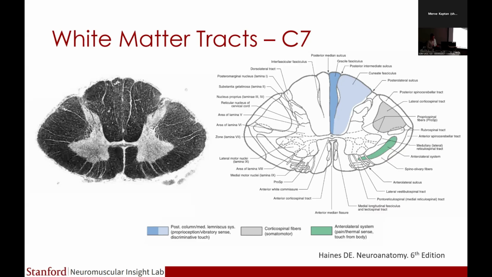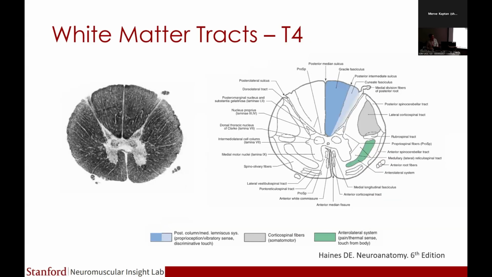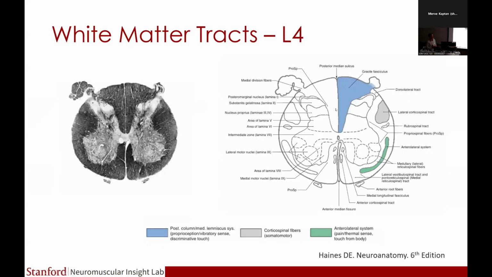If we go to the next slide, this is across the thoracic spine, at the T4 spinal cord segment. One thing you can visually note is that there's a lot less gray matter here, so a lot more white matter. We're not in the cervical enlargement, but now in the thoracic spine. You have a similar organization of these white matter tracts, at least grossly in the same area, but with slight differences in their size and position.